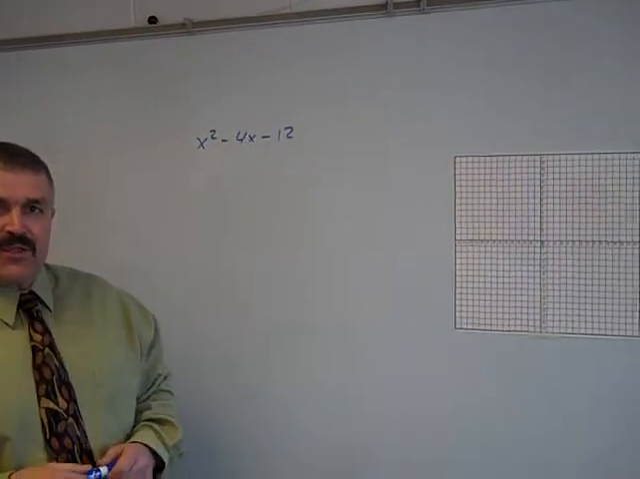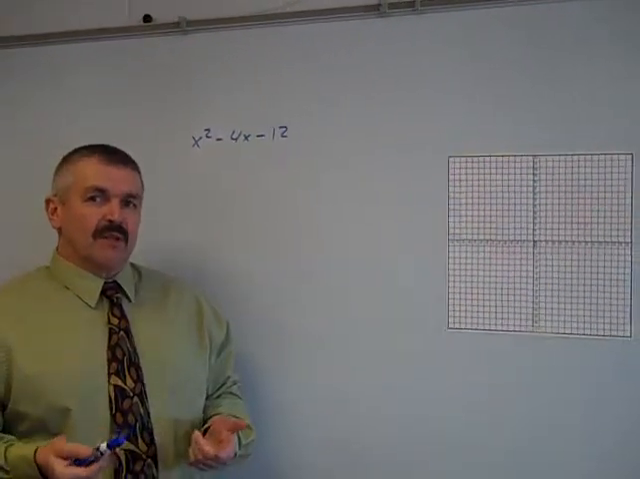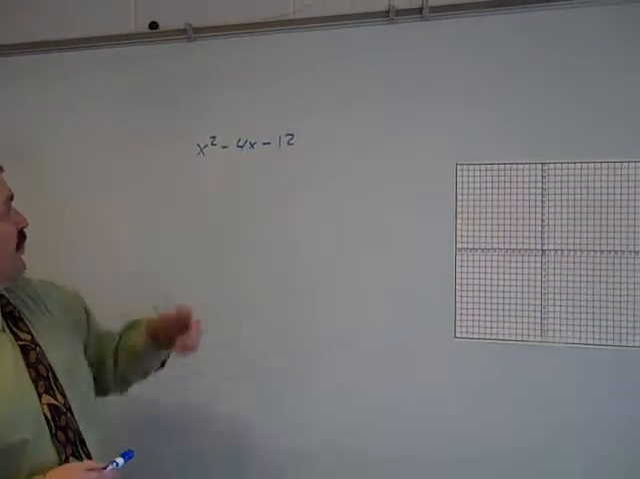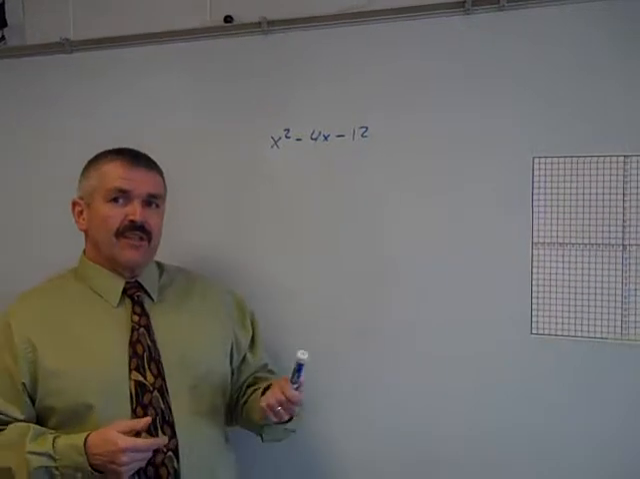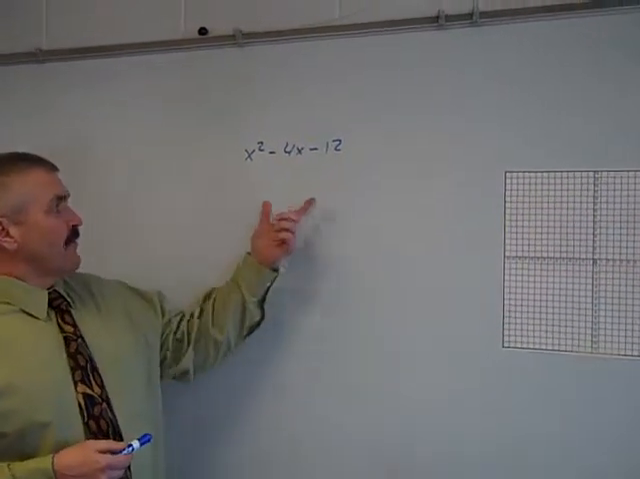Hello students, today we're going to be solving a quadratic equation by using factoring. In this equation we have x squared minus 4x minus 12. There are certain things that we can assume when we factor this.